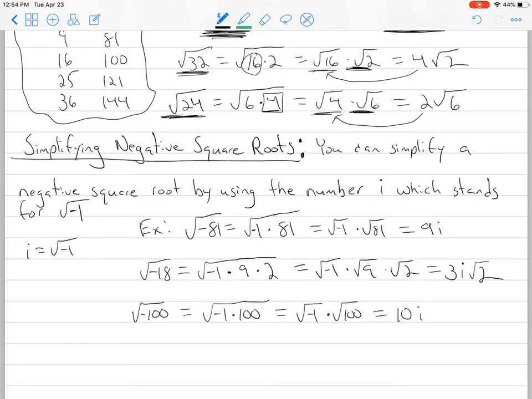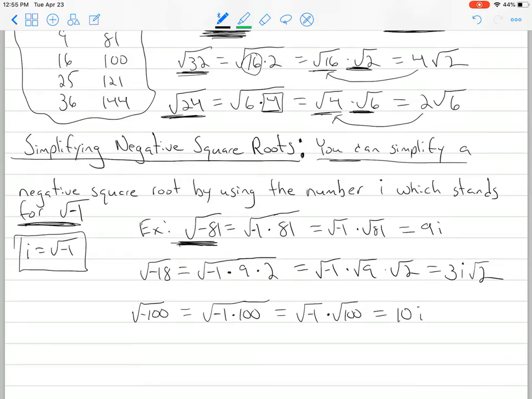And finally, getting back to those i's and those imaginary numbers, let us simplify some negative square roots. So you can simplify a negative square root by using the number i, which stands for the square root of negative 1. So remember that i equals the square root of negative 1. So for example, the square root of negative 81.